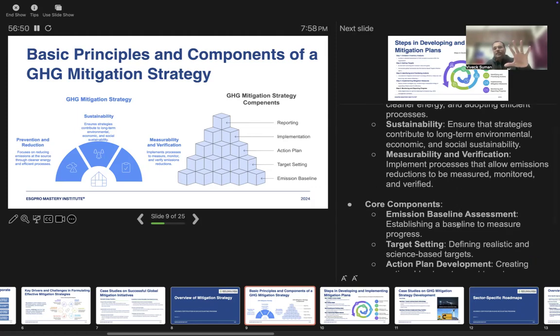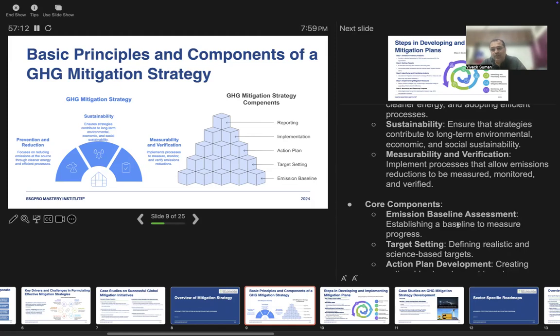What are the core components under these three principles? What are the components or building blocks you can use to reach this? It's very clear: 6 steps which you can follow to reach all three of these, and you will have a robust GHG mitigation strategy, which is you start with emission baseline.